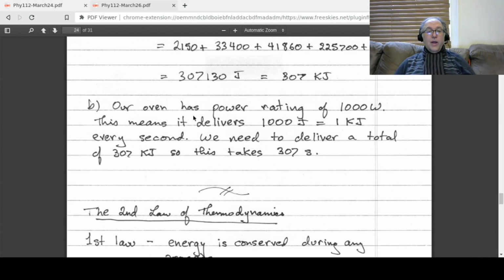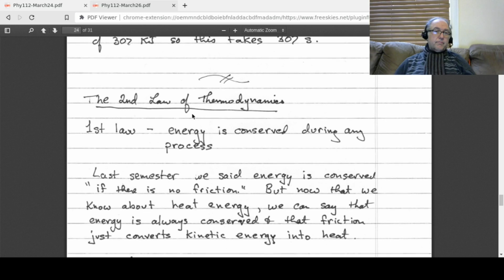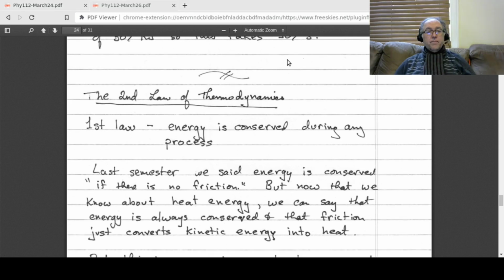All right, guys, one last topic in thermodynamics, in our study of heat, and that's the second law of thermodynamics. Okay, so let's start off. The second law of thermodynamics is something in addition to the first law of thermodynamics, which is insufficient to describe thermodynamic processes, that is, processes where heat is transferred.